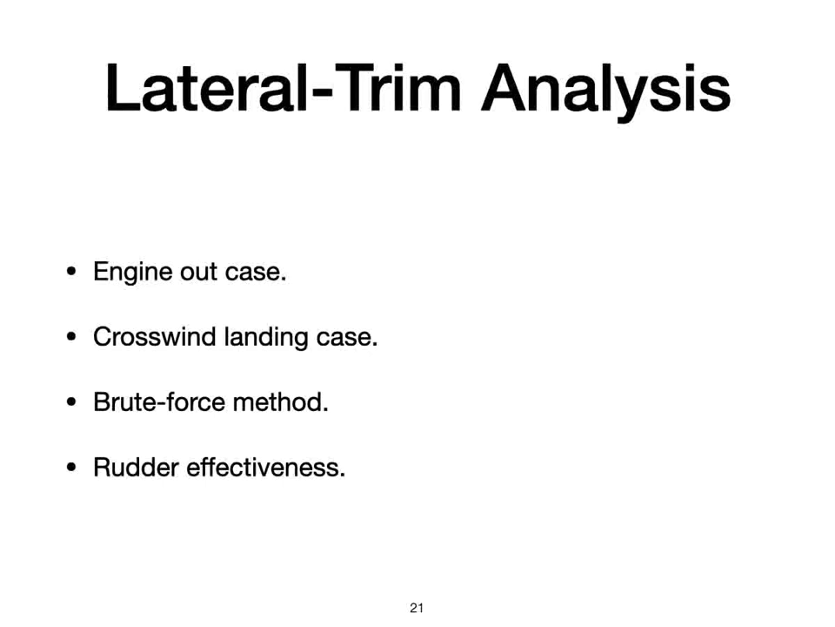Lateral trim analysis. Engine out case: the vertical tail with rudder deflected must produce sufficient yawing moment to keep the aircraft at zero angle of side slip, at takeoff speed with one engine out, and at aftmost center of gravity location. Second one, crosswind landing case, which is the aircraft must be able to operate in crosswinds equal to 20% of the takeoff speed. Third one, brute force method.